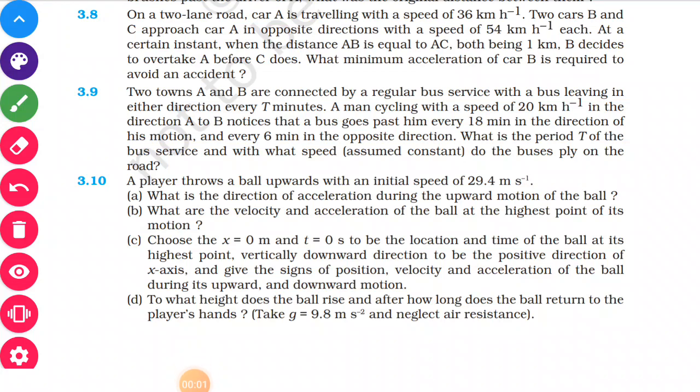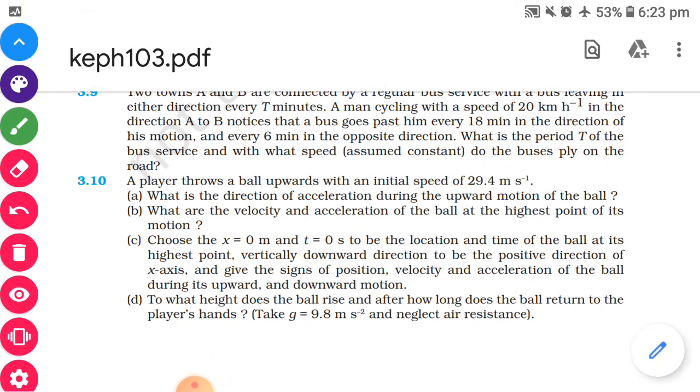Number 3.10, a player throws a ball upward with an initial speed of 29.4 meter per second. What is the direction of acceleration during the upward motion of the ball? Okay. What are the velocity and acceleration of the ball at the highest point of its motion?